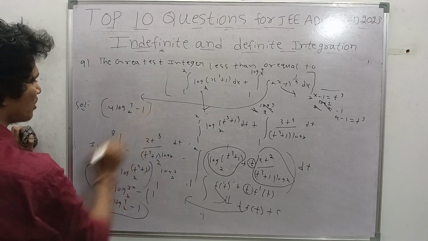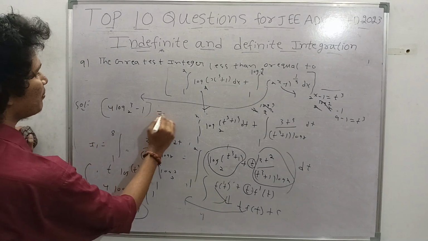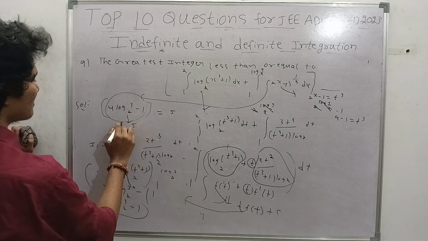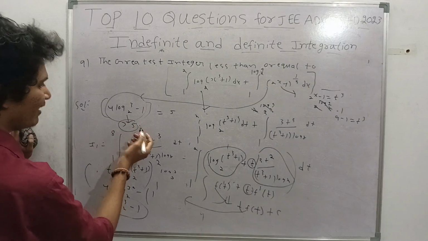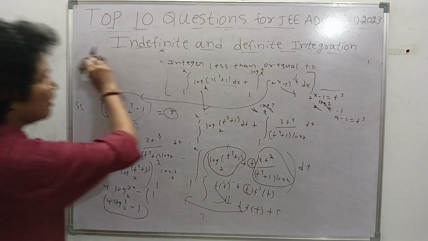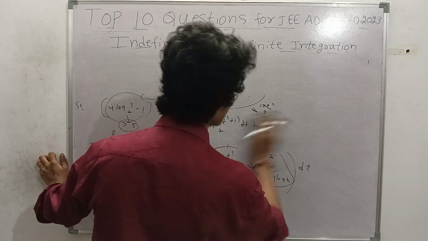We have to report the greatest integer of this. What is the greatest integer of this? It is simply 5, because the complete part is greater than 5. This complete part is greater than 5. So greater than 5, the greatest integer is 5. So like this you have to do. 9 questions got completed.